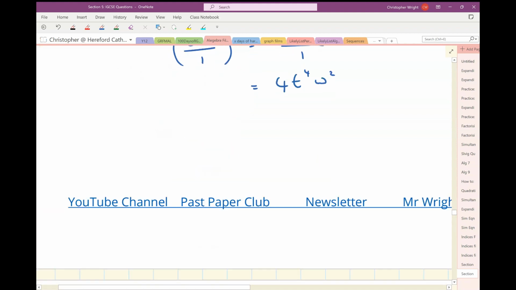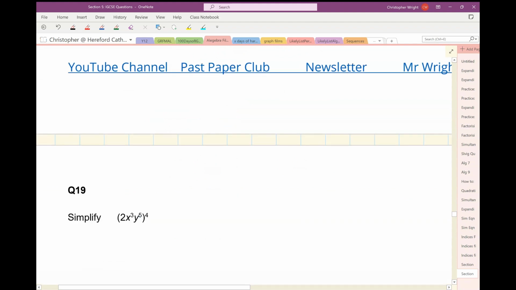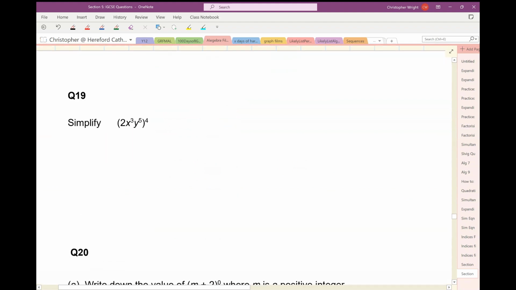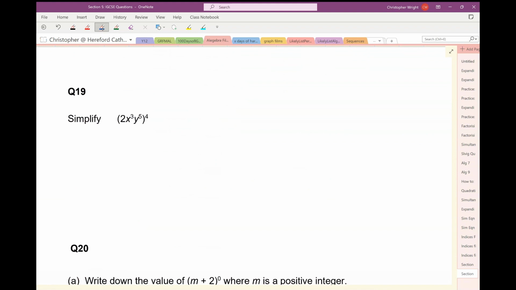Okay, let's move on to question 19. I'm raising this expression to the power of 4. So 2 to the power of 4: 2, 4, 8, 16. X cubed to the power of 4 is x to the 12. Y to the 5 to the power of 4 is y to the 20. And that's question 19 done.